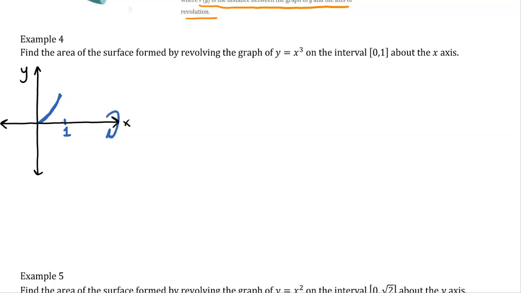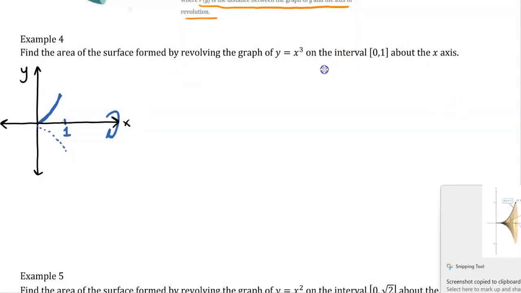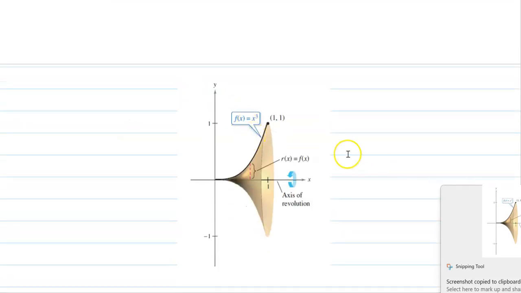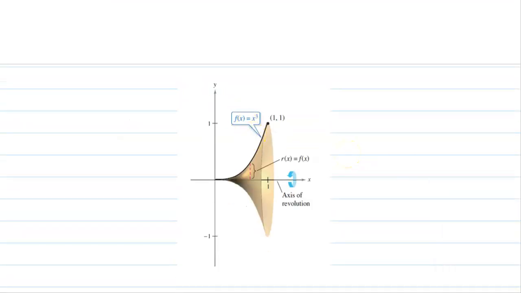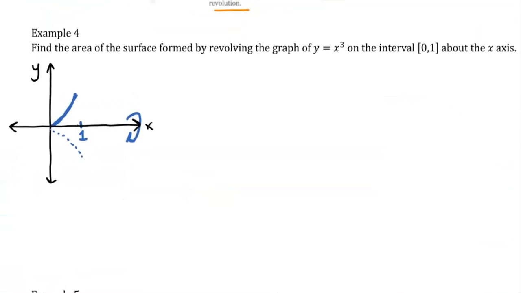Revolving around the x-axis, we're going to see something that looks like that. And I'll show you a picture of what the whole 3D figure would look like. It would look like that. So you can see this is the piece of the graph that I drew, and then I came in and drew that right there. You can see this 3D figure looks kind of like a spinning top. So we're finding the surface area of that figure. Okay.